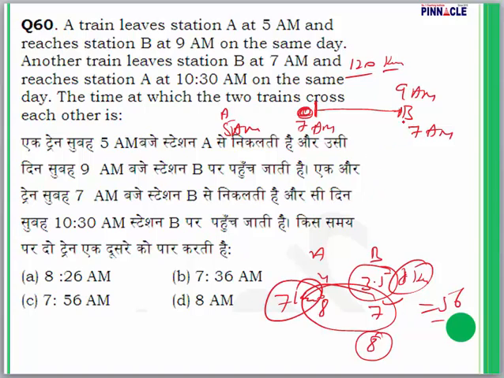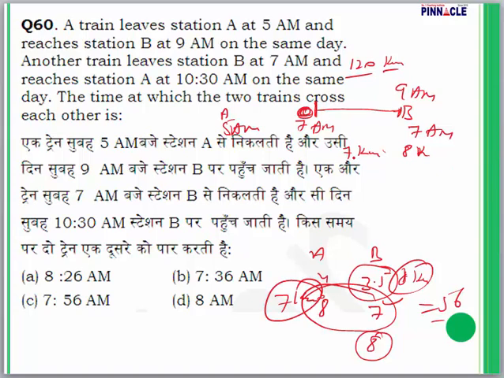It means this train will travel 8 kilometers, then this train will travel 7 kilometers. Means if this is traveling 80 kilometers, this is traveling 70 kilometers. And we have taken 120. Why have we taken 120? Because we have taken 1 kilometer as 1 minute for simplicity. Now see, 8 kilometer plus 7 kilometer. Take it as one per minute, or you can take it as per hour.